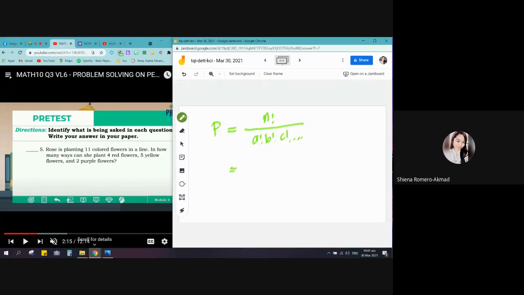Okay? Now, what is n? N will be our total number of flowers. That's 11. Yung A natin will be the red, which is 4. B natin is the number of yellow flowers, which is 5. And C will be the number of purple, which is 2. Then substitute natin, we'll have 11 factorial divided by 4 factorial times 5 factorial times 2 factorial. So what will be my answer here?